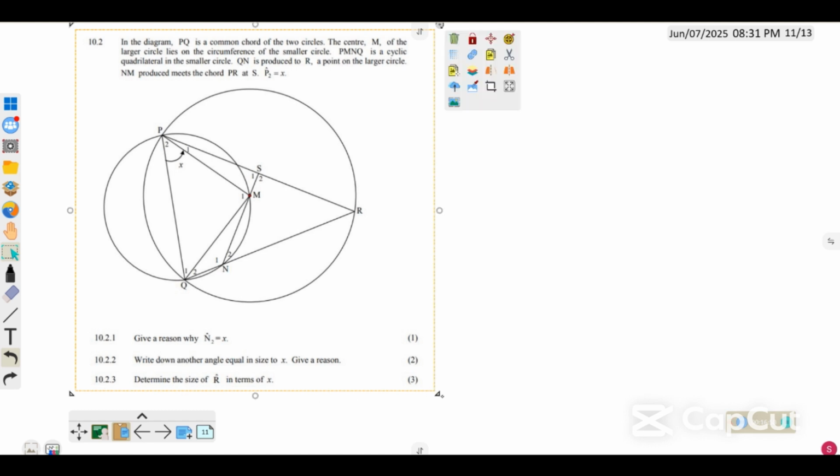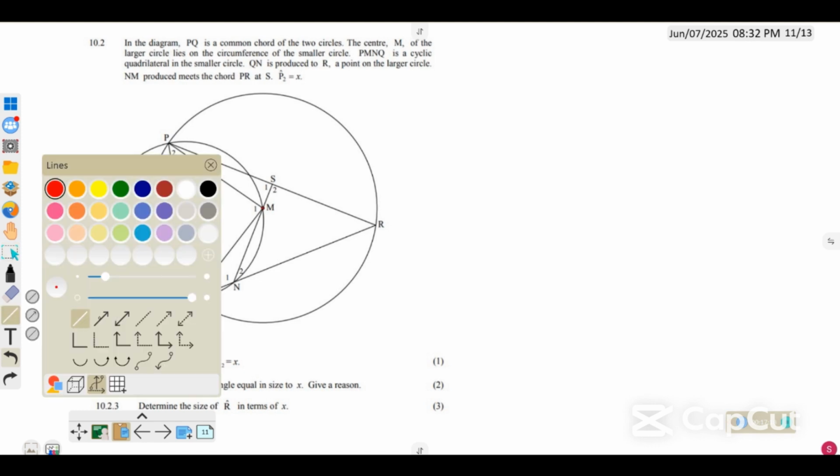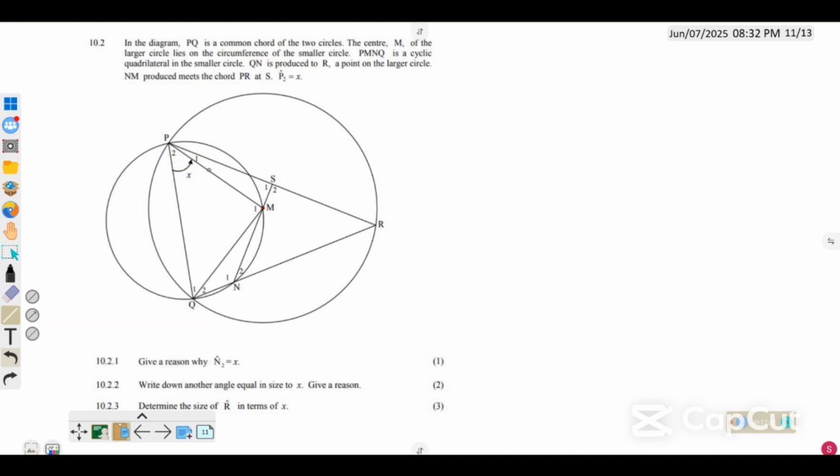So given this one right here, the first question is, we have the statement in the diagram. And let me give you a piece of advice. If you try to solve a problem, then you feel that it's becoming too complicated, go back, read the statement. Go back, read it for the second time, for the third time, for the fourth time, until everything makes sense, and try to underline key terms there. So let's see. In the diagram below, PQ is a common chord of the two circles. The center M of the larger circle lies on the circumference of the smaller circle. So at least we have a center on the bigger circle like that.